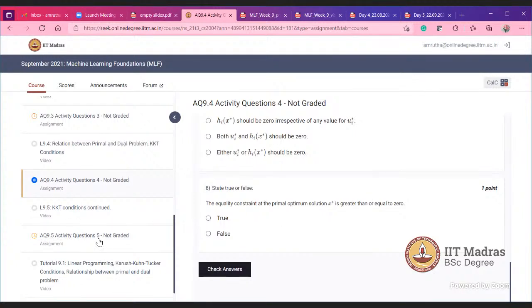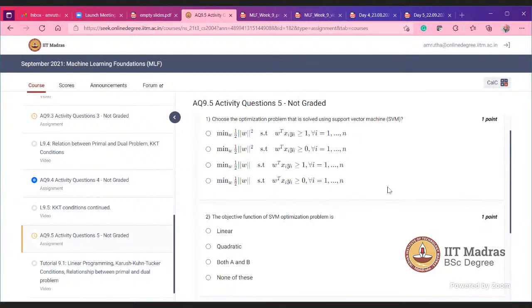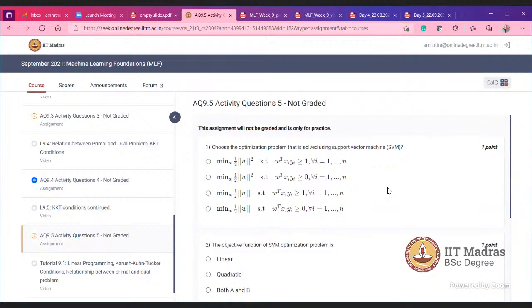That's on KKT. In SVM, not much concentration is given, as it is for your other ML techniques. A simple understanding is given in our lectures for support vector machines. Okay, go ahead.